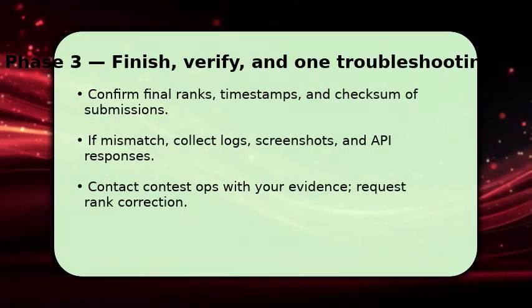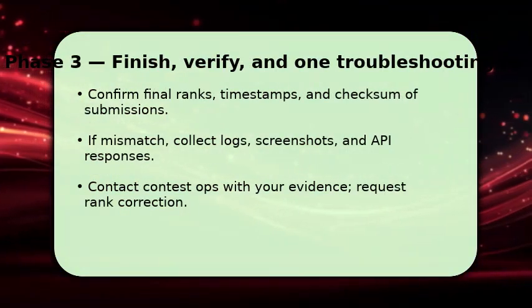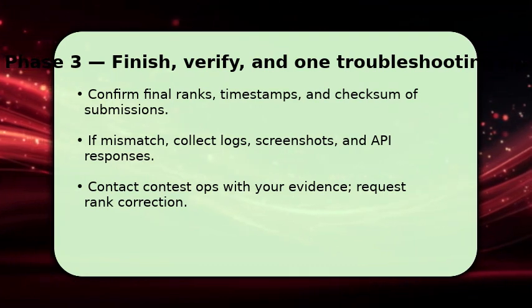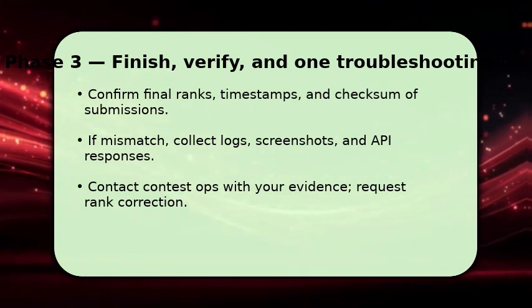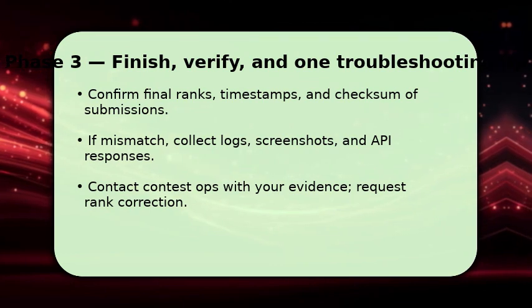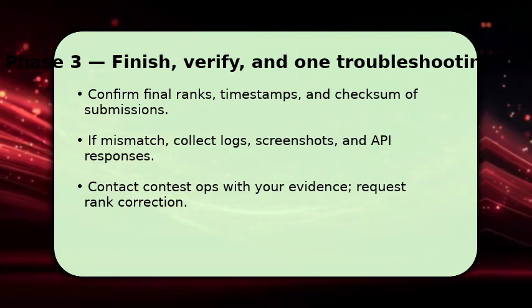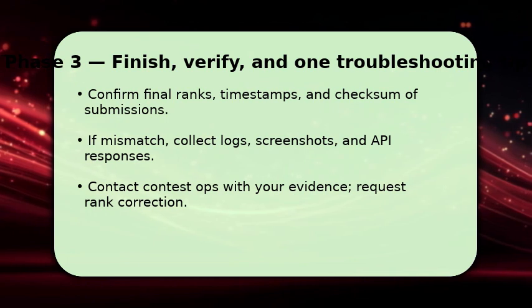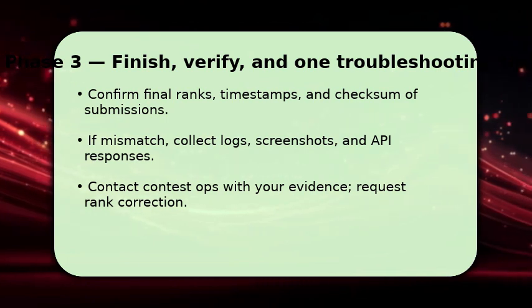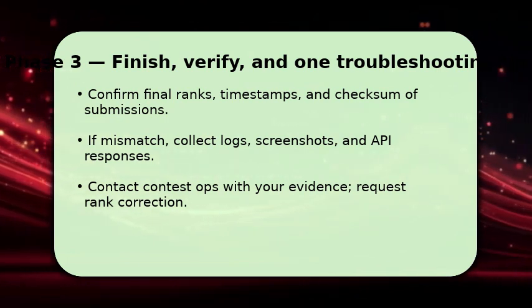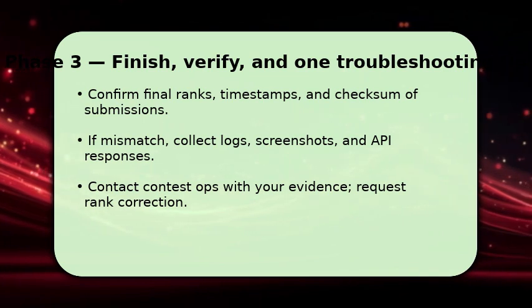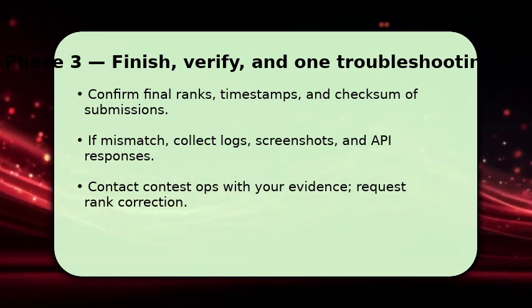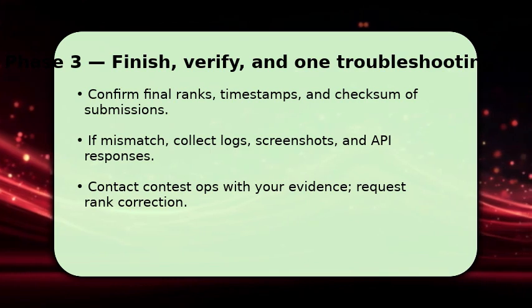Finally, verify your final rank by checking timestamps, score breakdown, and submission checksums so the result is indisputable. If you discover a mismatch, immediately collect supporting materials. Submission logs, screenshots of the leaderboard, and raw API responses. These prove the timeline. Then contact contest operations with a concise summary and attached evidence. Request a correction and state the desired outcome.